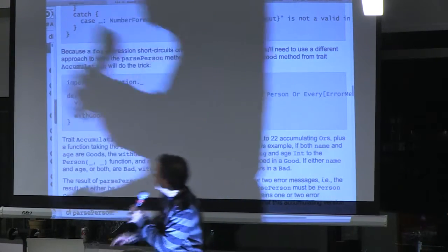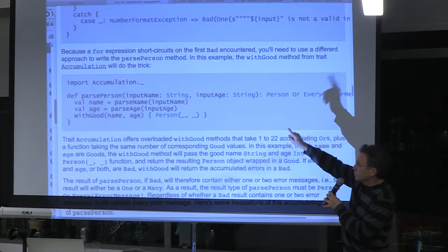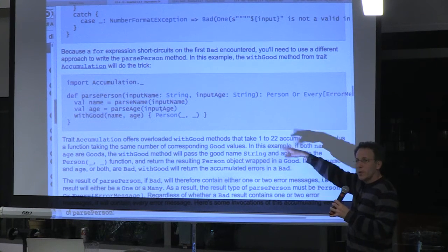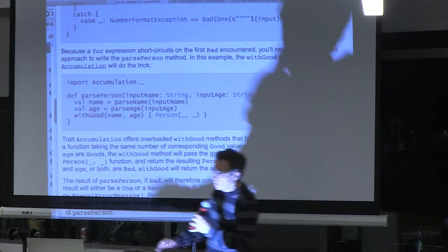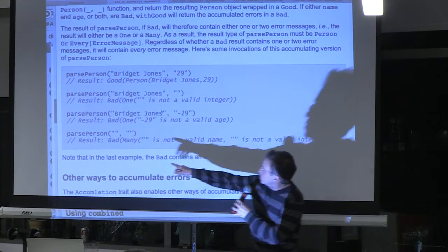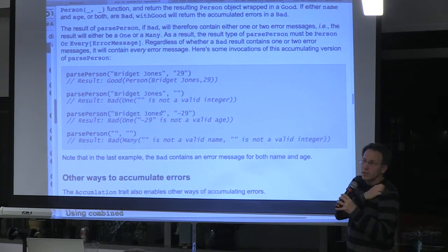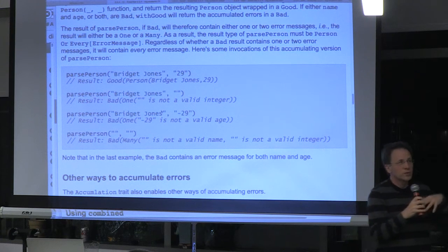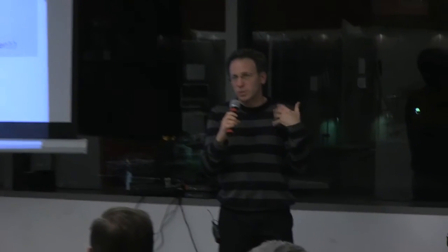So you'll see, that's actually now what the type says. The type says that parse person returns a Person or Every error message. So if only one of them is bad, you get back a One. If both of them are bad, you'll get back a Many that has two in it, right? So that's the API for accumulating errors. And so you can see down here, if I call this version of parse person with both of these bad, you get back both of them, right? So again, I think this is an example of how the functional features of Scala make it comfortable and convenient and simple to deal with error returns. And it's like checked, not exceptions, but checked error values.